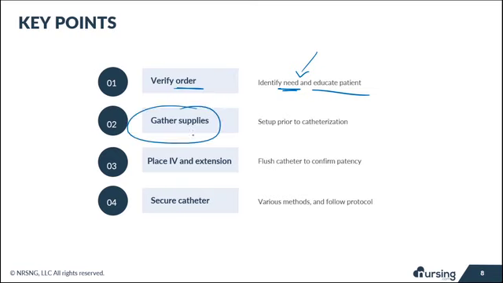Next, gather your supplies. Doing this is a multifaceted task. You want to be thinking about the supplies you need. And then once you get them, consider how you're going to set them up prior to inserting that IV. Once you get the IV, apply that extension set and then flush the catheter to confirm patency. Sometimes you're going to get blood return, and that's totally okay. Sometimes you won't. What you want to do is make sure that it's patent so that you're not going to extravasate if you give the patient any sort of vesicants.